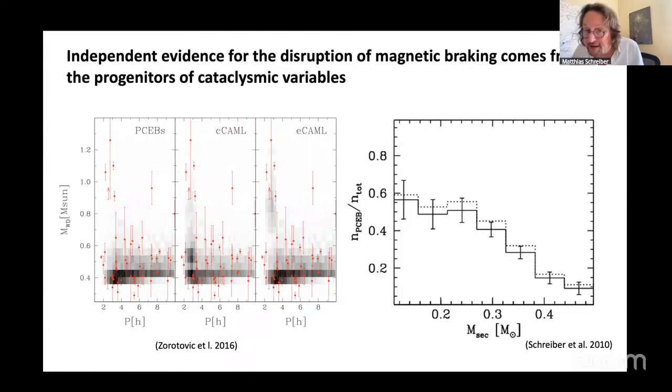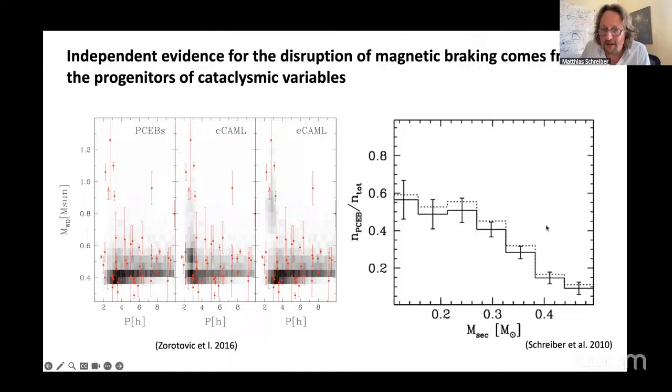So at least the idea that something is happening at the gap when the star becomes fully convective is true, and it works if you assume magnetic braking becomes less efficient. Here is another piece of evidence that magnetic braking is stronger for partially convective stars.